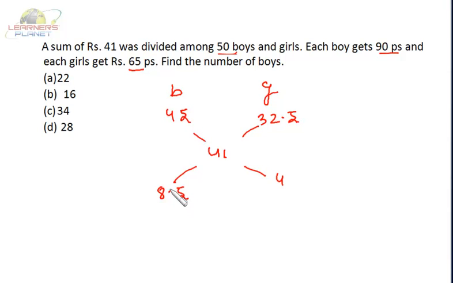Okay, so the ratio is 17 is to 8. This total is 25, but our total is 50. That means double of this. That means 34 and 16. So the number of boys is 34 and number of girls is 16. And we are asked about number of boys, so it must be 34.